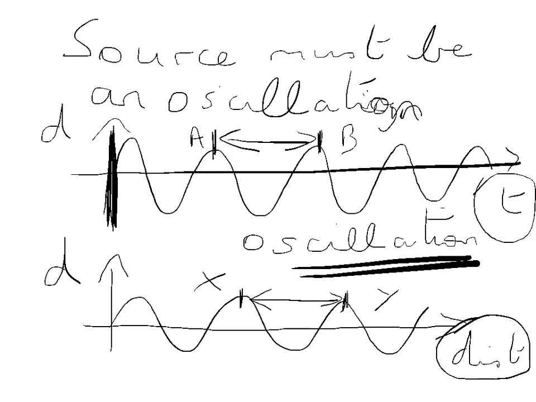Just think a bit about what those answers are. What is represented by AB and what is represented by XY? Well, in the case of AB, it's the time for one complete to and fro. The time taken, because the horizontal axis is time, the time taken for a complete oscillation to occur.